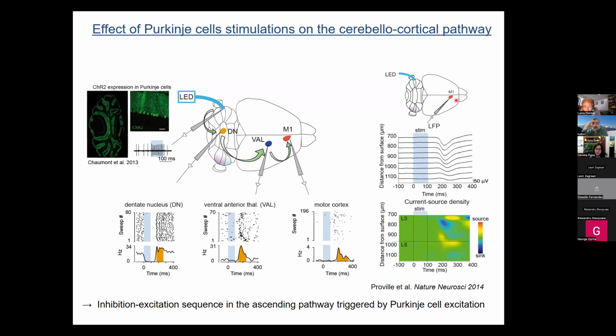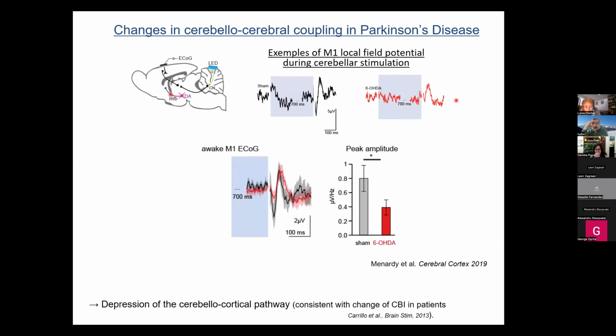So knowing that, it's what we perform in our animal model of Parkinson's disease. Here you can see examples of the motor cortex local field potential while we are stimulating. During stimulation, we don't see much, but after we see this wave developing, as I showed you before. And if we look at all the animals, we see this depression in the cerebellocortical pathway, which is consistent with the CBI that was observed in patients.